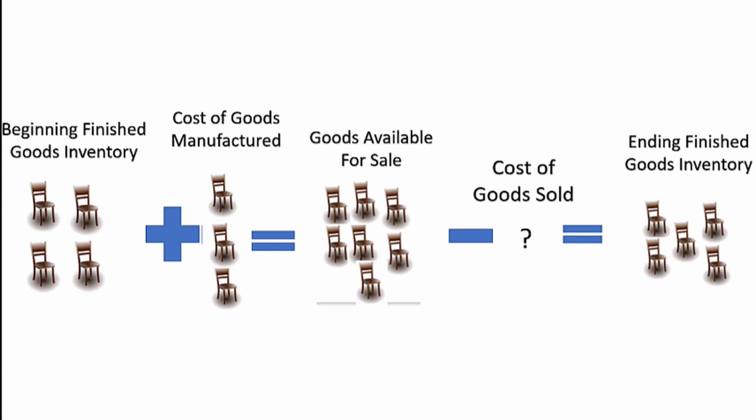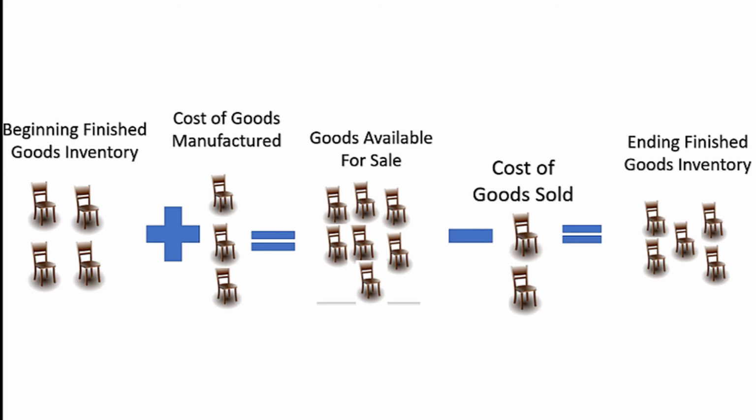So just like the cookie case, how would we find the cost of goods sold? Well, if we started with 4 finished chairs, 3 more were completed, bringing us to a total of 7 available for sale, and we know there are 5 chairs left over at the end, that means 7 minus 5 equals 2 chairs were sold in this period, and their cost would become the cost of goods sold.